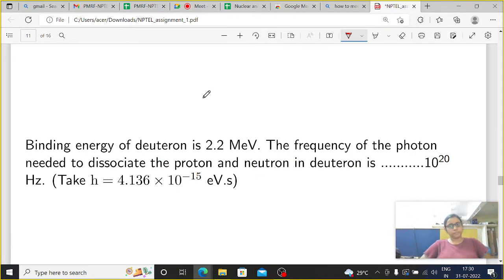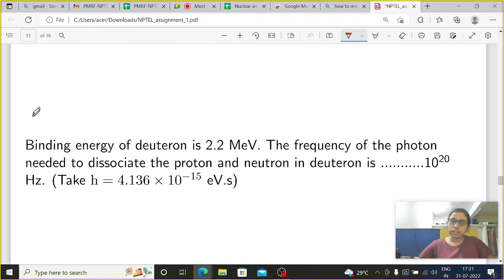Question number 5 says: binding energy of deuteron is 2.2 MeV. It is given here, and the frequency of the photon needed to dissociate the proton and neutron in deuteron is dash into 10 to the power 20 Hertz. So the question is basically what will be the value of frequency of the photon which is needed to dissociate the proton and neutron in deuteron.